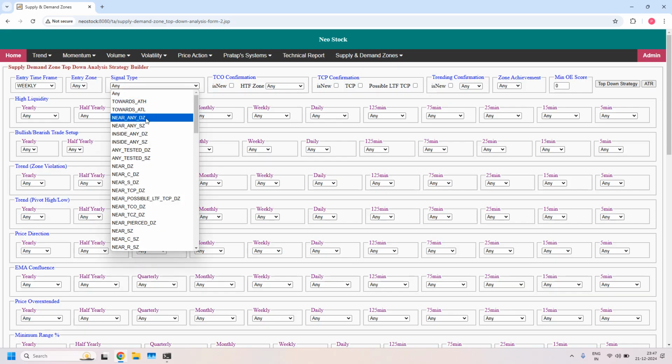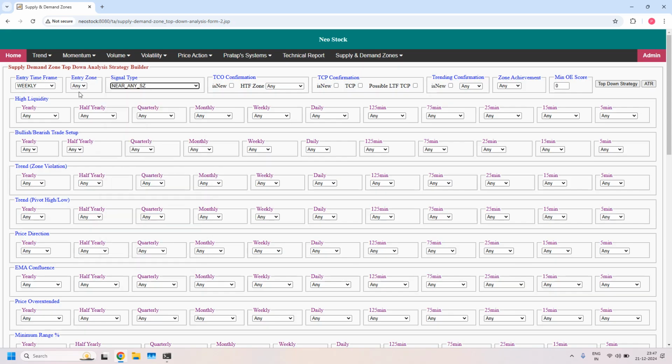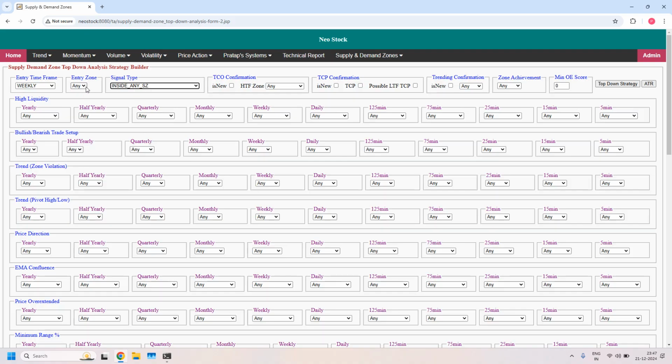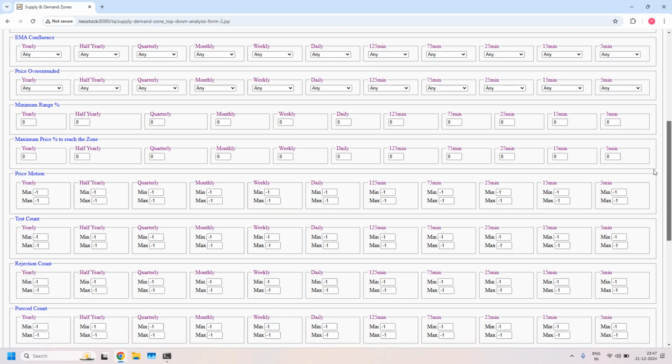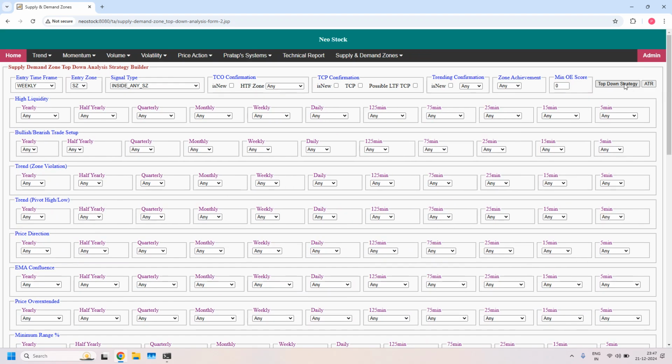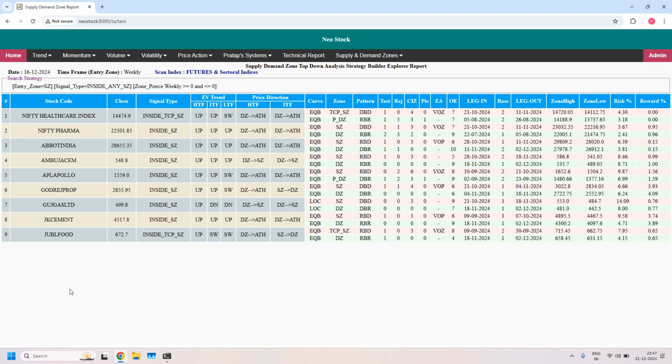Price closed inside the weekly supply zone, and these weekly supply zones should not be pierced. So in the pierced count at a weekly time frame, I'm selecting minimum value 0, maximum value 0. That means zone is not pierced. Let's filter. So we got 9 stocks. Currently price closed in these weekly supply zones.